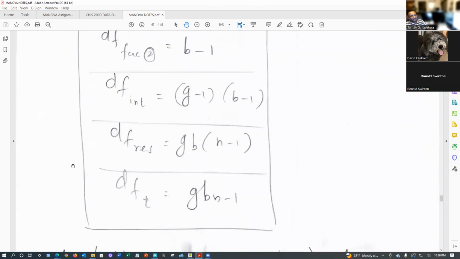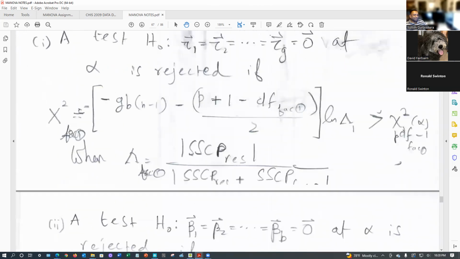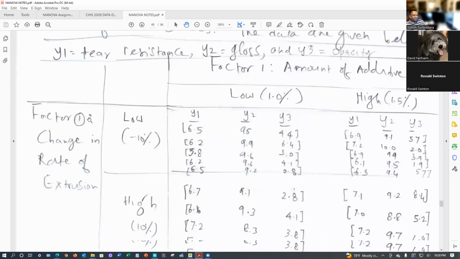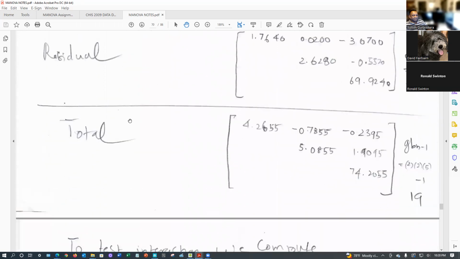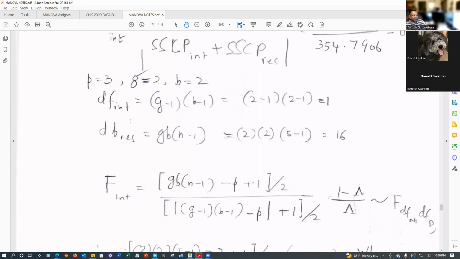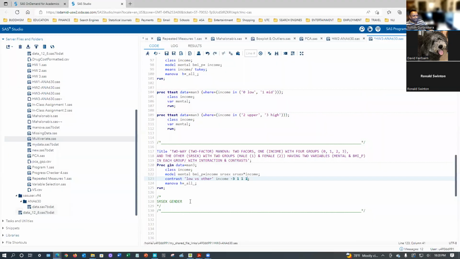We have an interaction term. One part is called the sum of squares and cross products: sum of squares and cross products for interaction, residual, factor 1, factor 2, and total. So you don't have to worry about that one. Then we go to this one. Then we run that one and see this one.